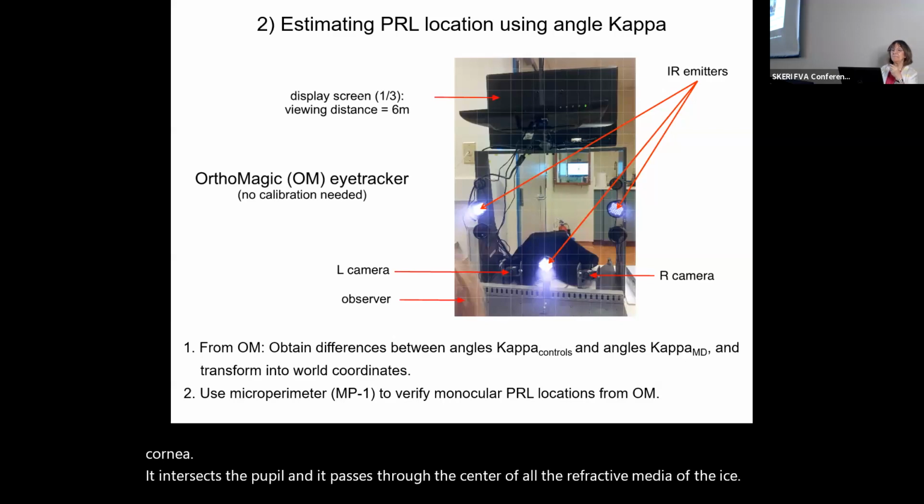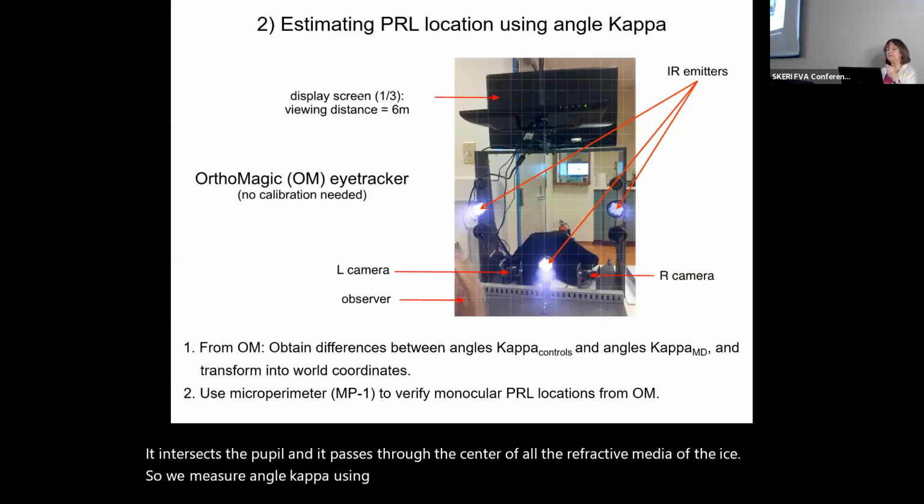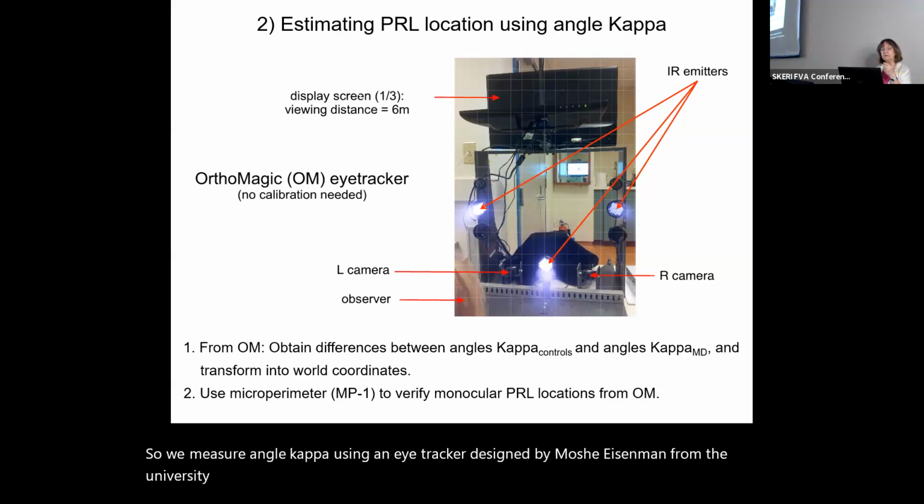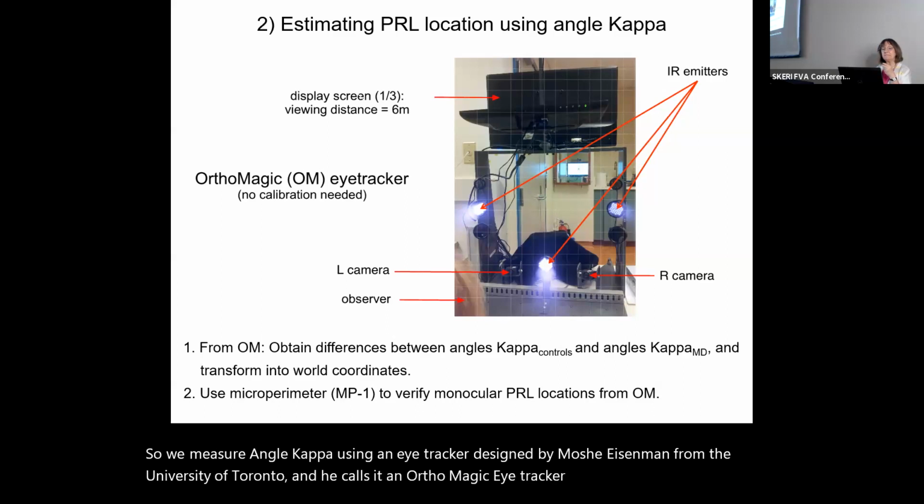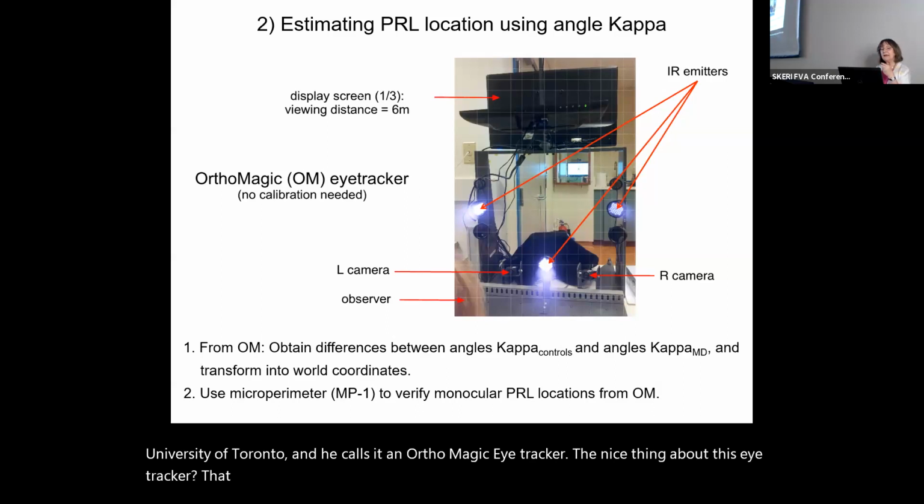So we measure angle kappa using an eye tracker designed by Moshe Eizenman from the University of Toronto, and he calls it an Orthomagic eye tracker. The nice thing about this eye tracker is that calibration is automatic. It doesn't require the standard calibration looking at different points.